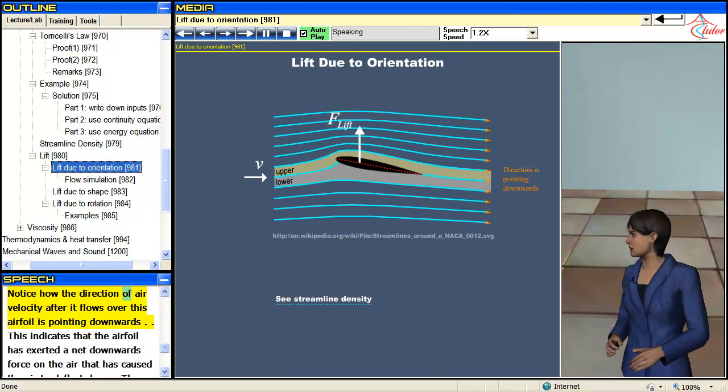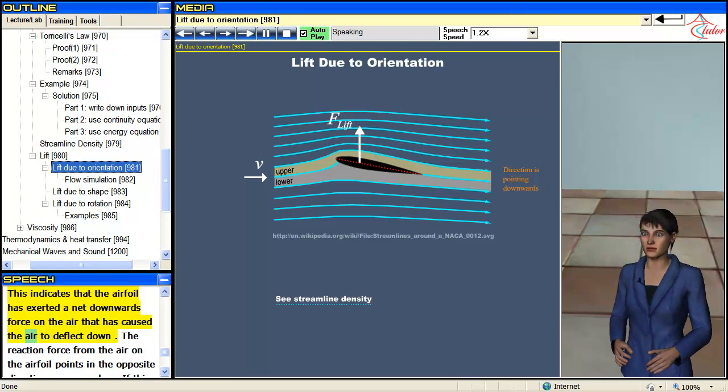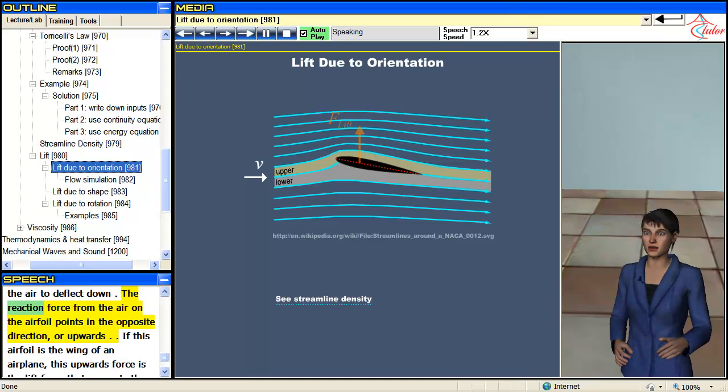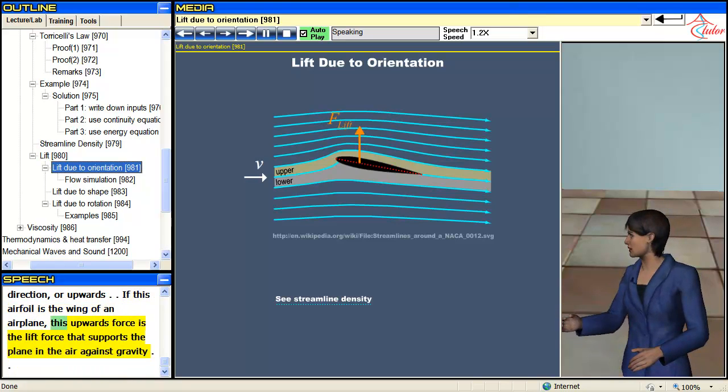Notice how the direction of air velocity after it flows over this airfoil is pointing downwards. This indicates that the airfoil has exerted a net downward force on the air that has caused the air to deflect down. The reaction force from the air on the airfoil points in the opposite direction, or upwards. If this airfoil is the wing of an airplane, this upward force is the lift force that supports the plane in the air against gravity.